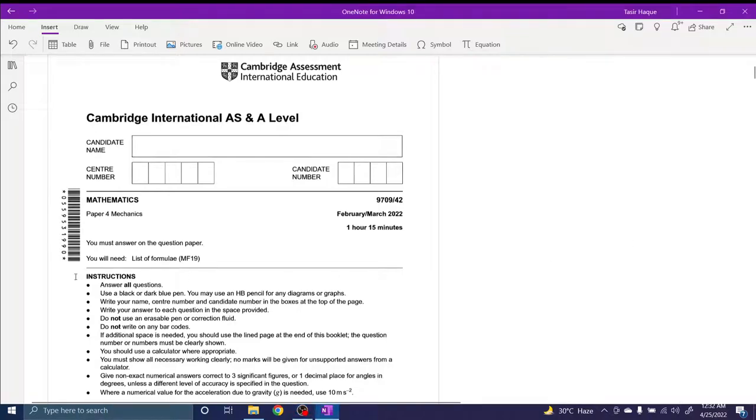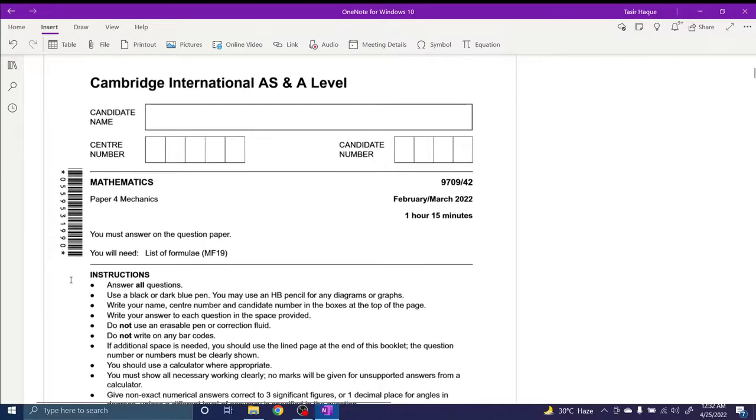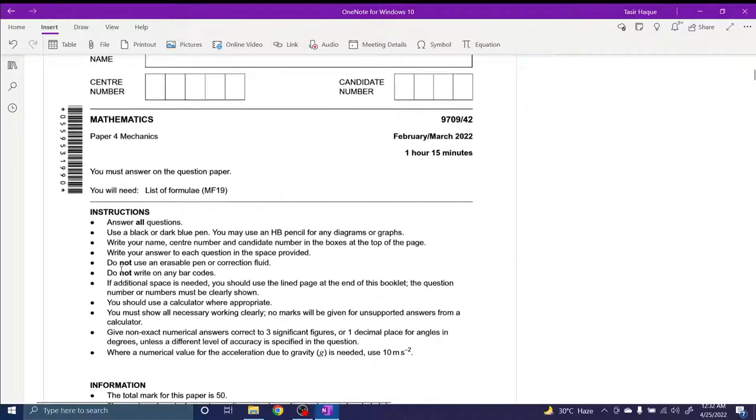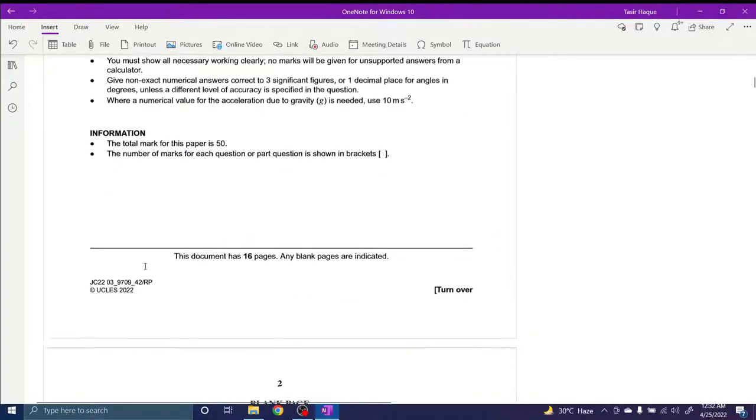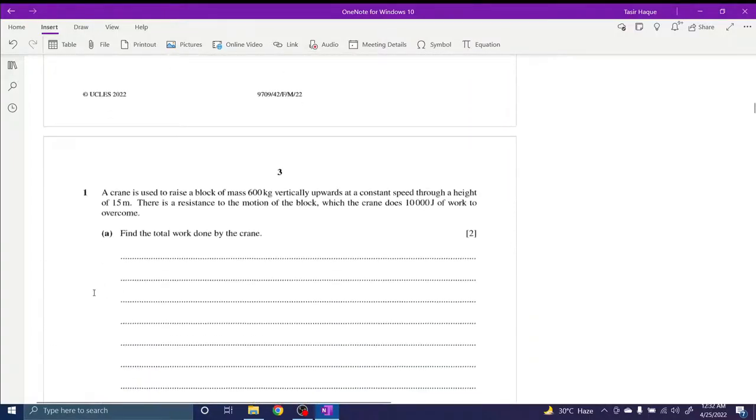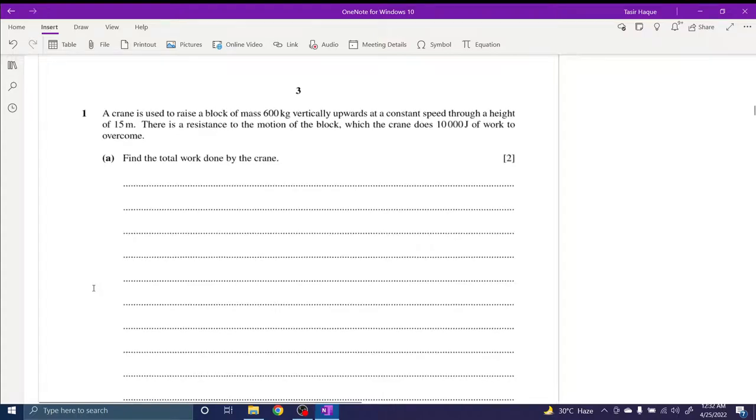I'll be solving this mechanics paper 4, 9709 variant 42, February/March 2022. All answers have to be given to three significant figures, and one decimal place in the case of angles. For the acceleration due to gravity, we need to use the value of 10 meters per second squared, okay? And if you get an exact answer, you can keep it that way. That's totally fine. So for question number 1, it was relatively simple.